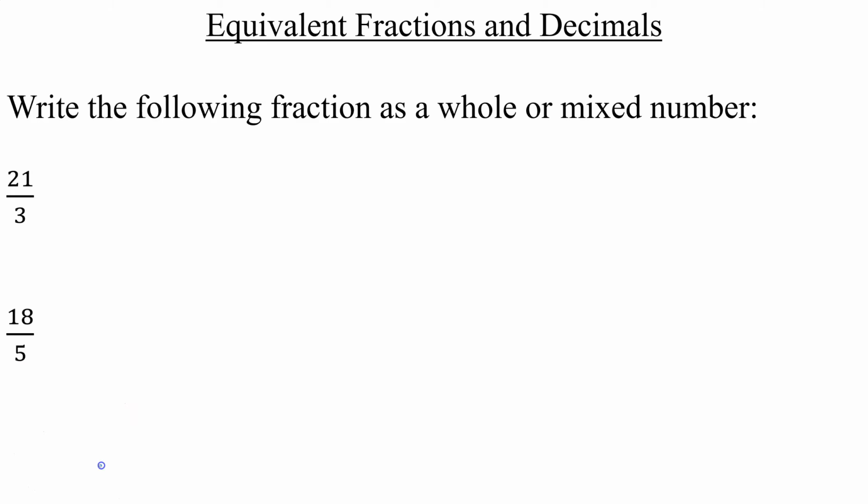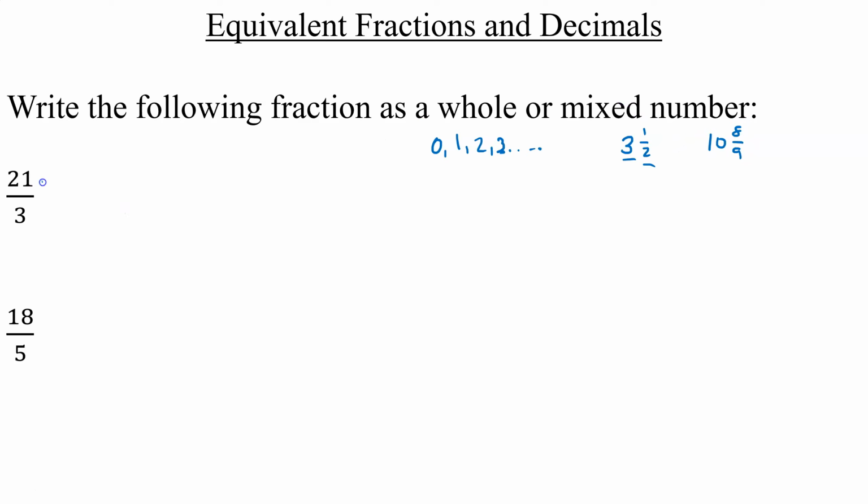Okay, for this next example, we're looking at fractions and we want to change them to whole or mixed numbers. When we're talking about a whole number, what we mean is it's 0, it's 1, it's 2, it's 3, etc. A mixed number would be something like 3 and 1/2. So it has a whole part and then it has a fraction part. 10 and 8/9, those would be examples of mixed numbers.